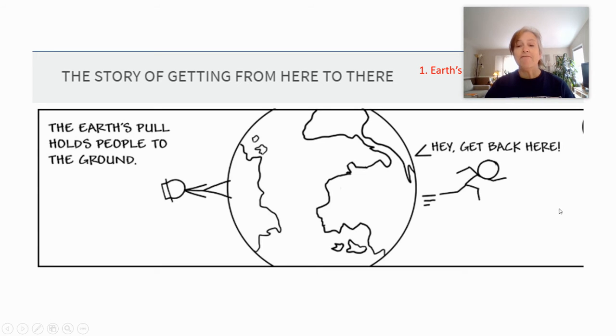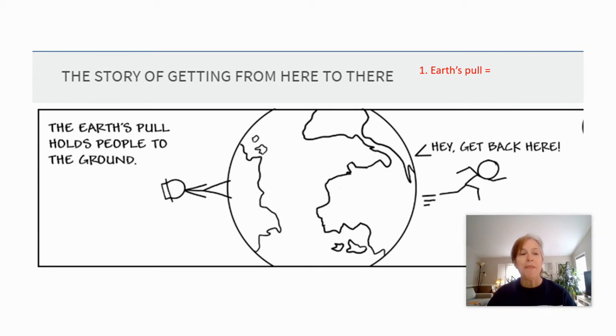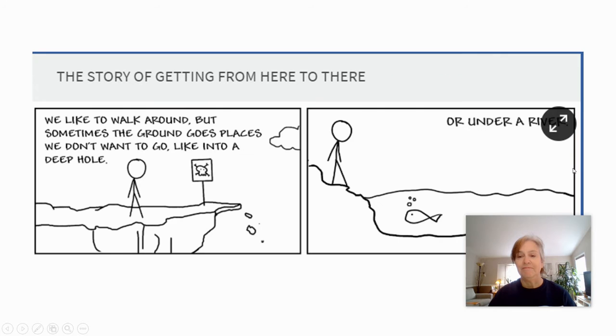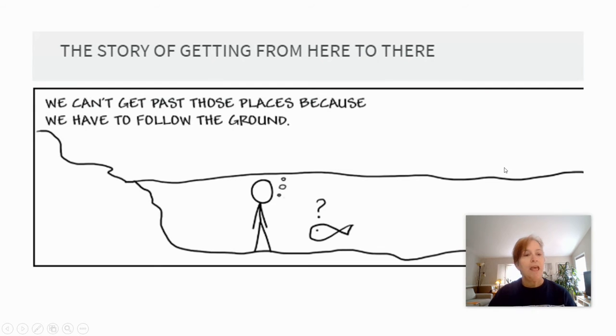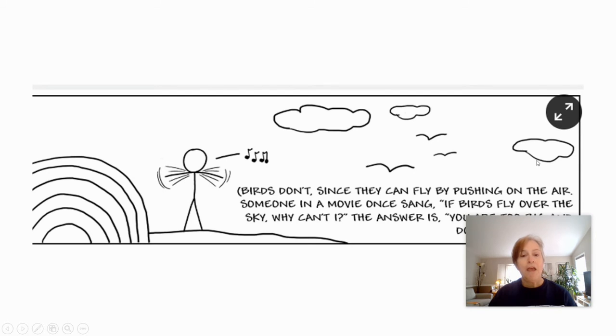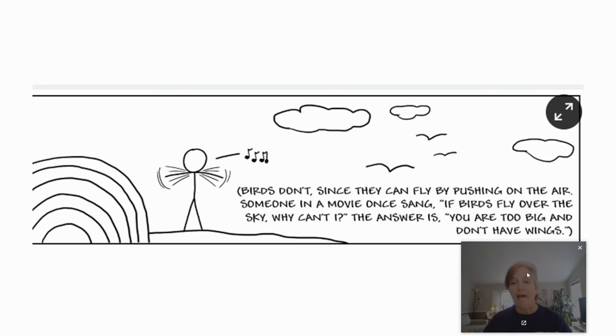The story of getting from here to there. So the Earth's pull holds people to the ground. Hey, get back here. We like to walk around, but sometimes the ground goes places we don't want to go, like in a deep hole or under a river. We can't get past those places because we have to follow the ground. Birds don't, since they fly by pushing on the air. Someone in a movie once said, if birds fly over the sky, why can't I? The answer is, you are too big and you don't have wings.